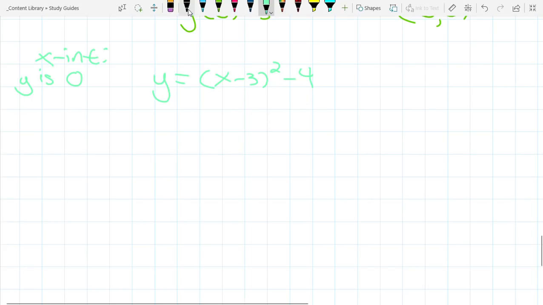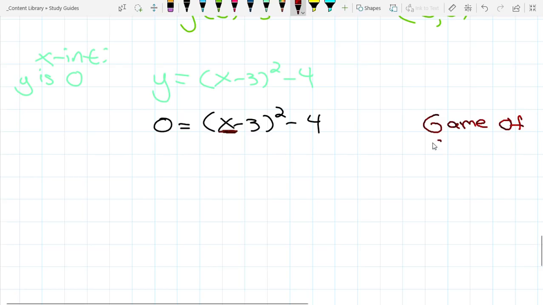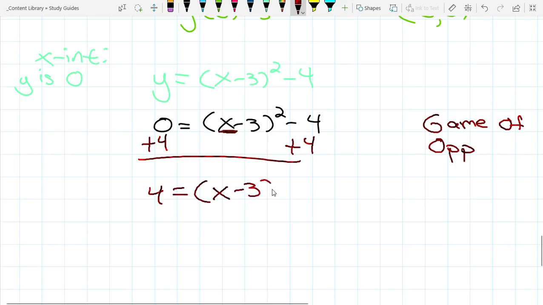So now to get the x-intercept, that y turns into a 0. So 0 equals (x minus 3) squared minus 4. Now we just have to figure out what x is. And we don't have to do anything special because you just have an x only. So we're just going to play the game of opposites. We only do those extra 3 steps of either completing the square, quadratic formula, or factoring when you have x's and x squareds. But this is just an x. So get rid of that minus 4. We add 4 to both sides. So I have 4 equals (x minus 3) squared.